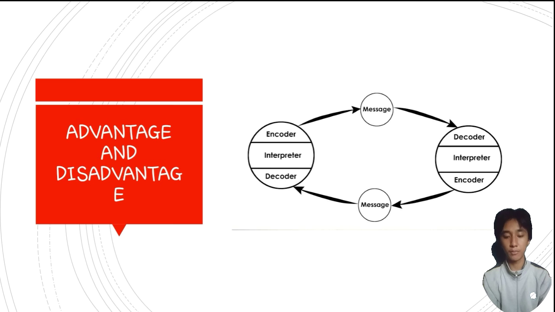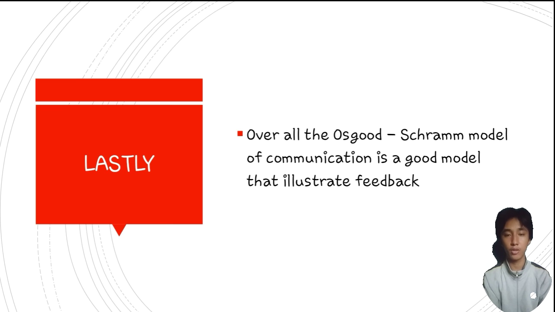The Osgood and Schramm model of communication is a good model that illustrates feedback. And that's all.